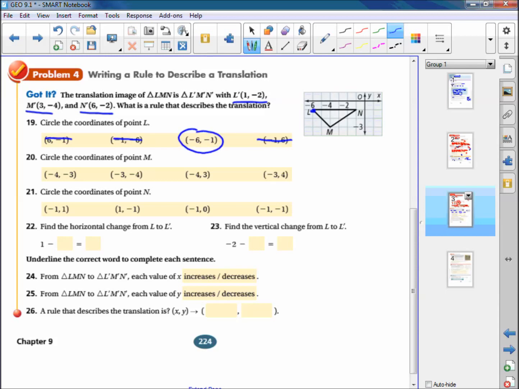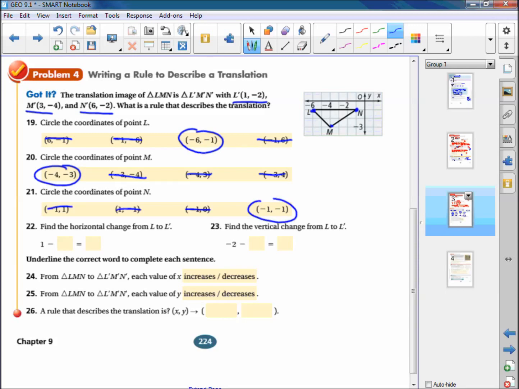And then it says circle the coordinate of point M. Point M is at -4, -3. So that's this one. Okay. And then we have to circle the coordinates of point N. Point N is at -1, -1. So that's here.